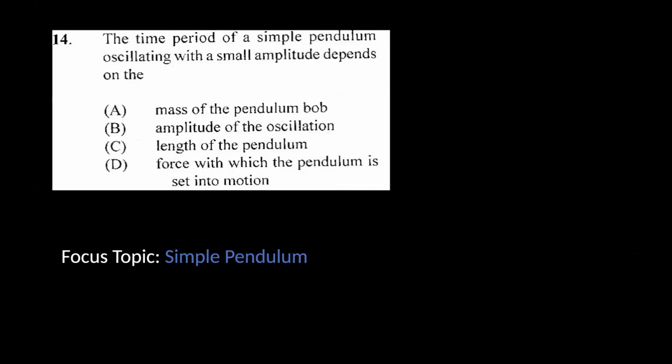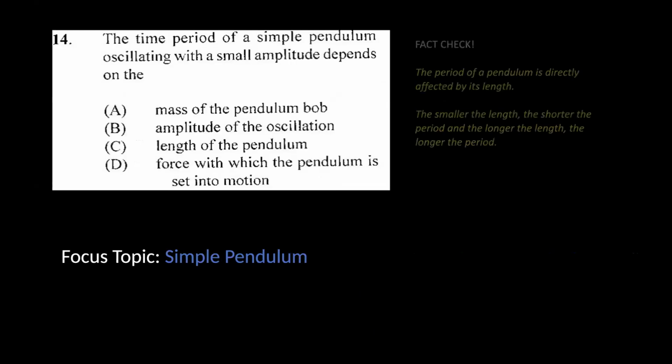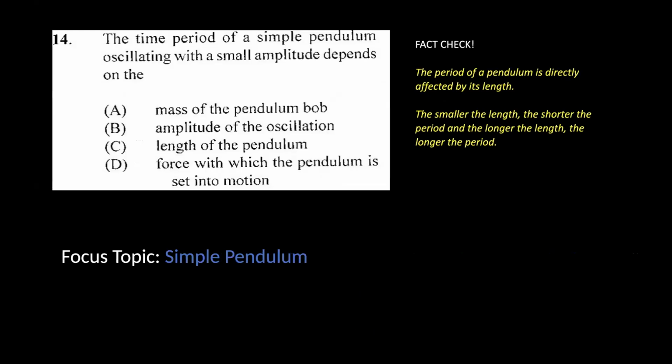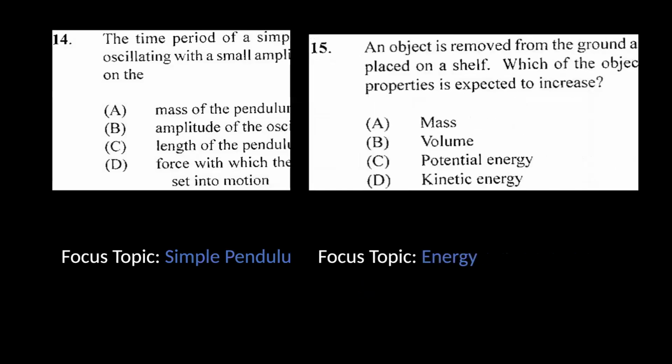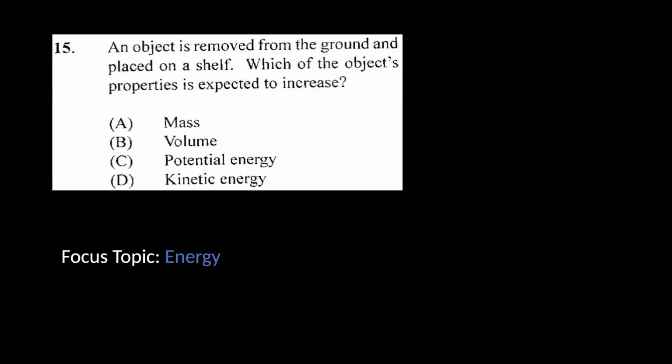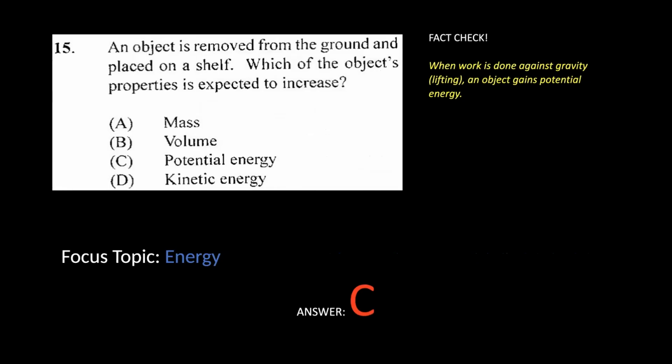Right. The time period of a pendulum oscillating with small amplitude depends on the length of the pendulum. All right, so the smaller the length of the pendulum, the shorter its period, and the longer the length, then the longer the period. So that's C. An object is removed from the ground and it's placed on a shelf. Which of the object's properties is expected to increase? And we know that when we raise the height of an object, the object gains potential energy. So the potential energy is what increases, making our answer C.